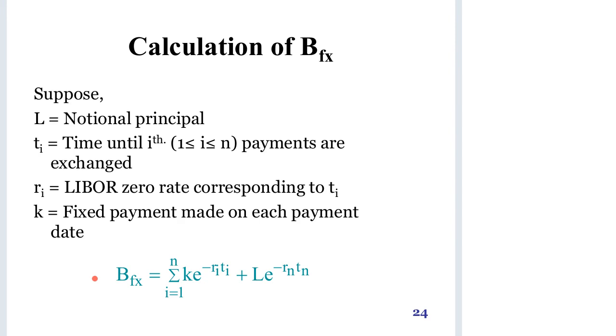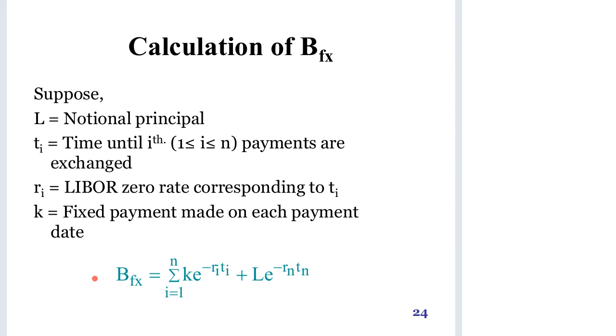Now, how do I compute this? Let me take L to be the notional principal. Ti is the time until the ith payment is exchanged, so the ith payment i is less than N. Ri is the LIBOR zero rate corresponding to Ti. K is the fixed payment made on each date. So therefore, the value of the fixed rate bond is this.